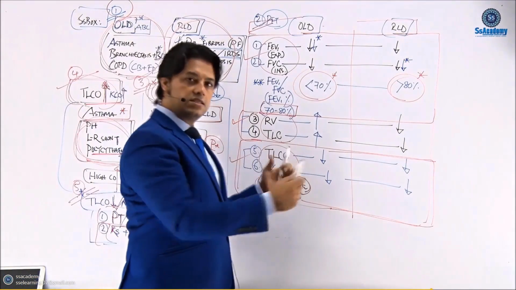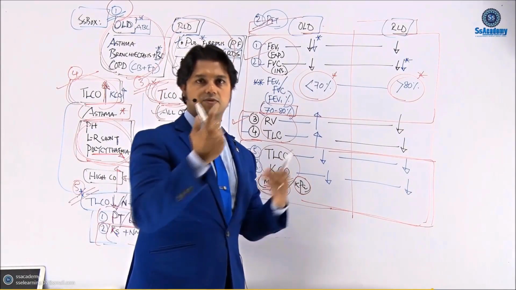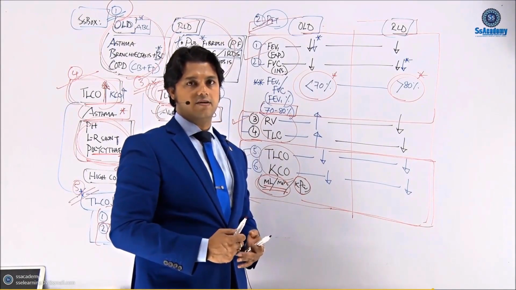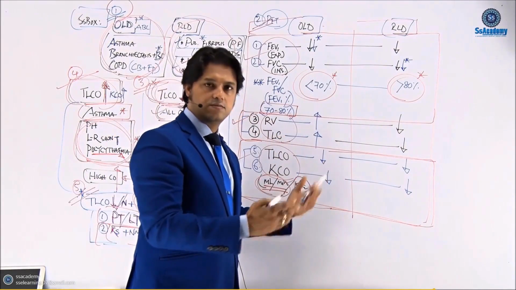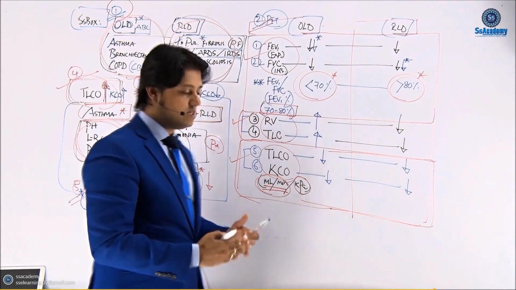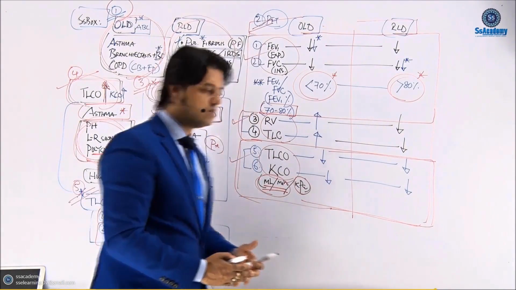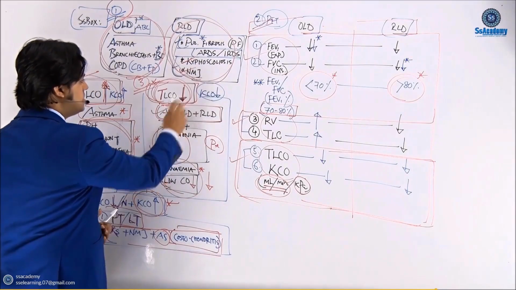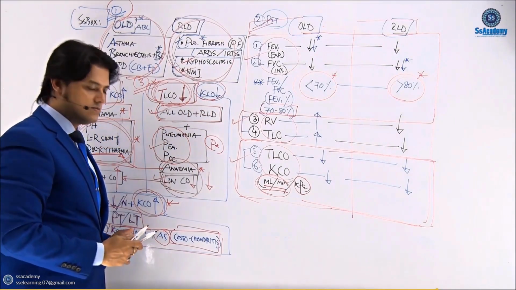Then OLD and RLD, the single thing: FEV1/FVC ratio less than 70 is OLD, more than 80 is RLD. And residual volume and TLC are increased in OLD but reduced in RLD. In contrast, TLCO and KCO are reduced in both cases, in OLD and RLD.